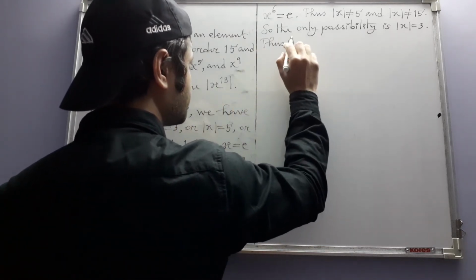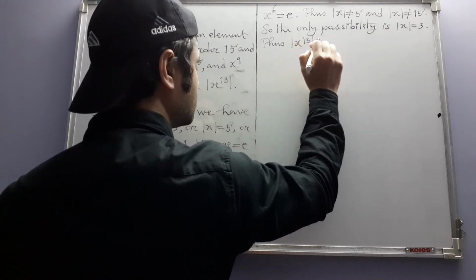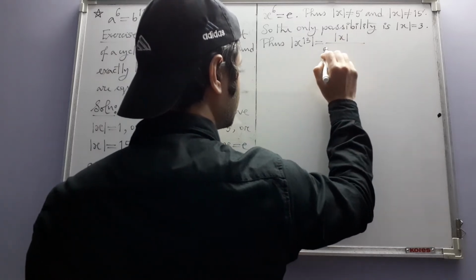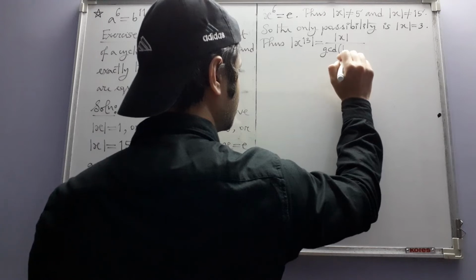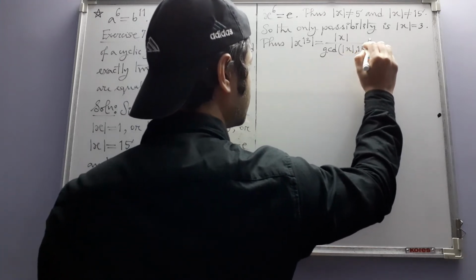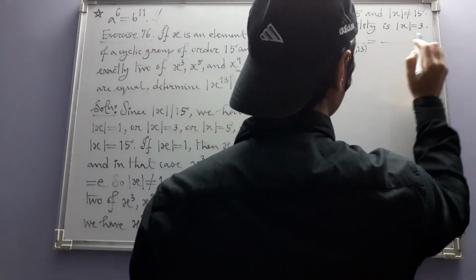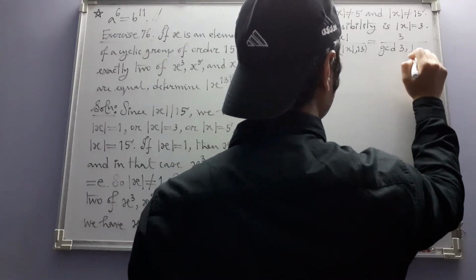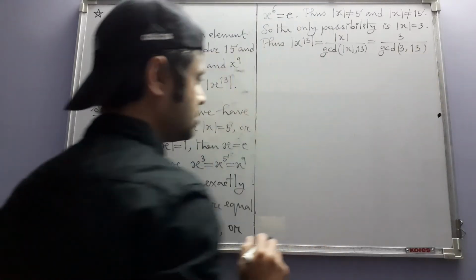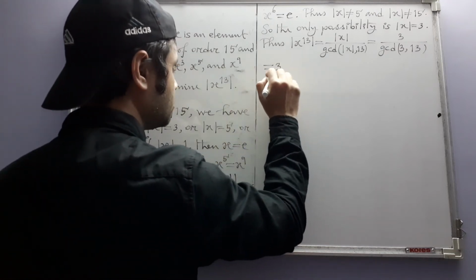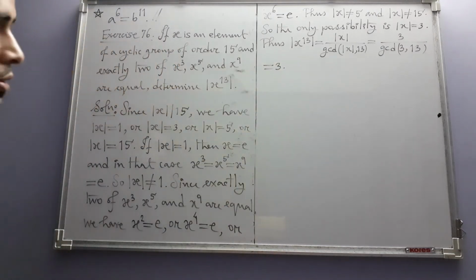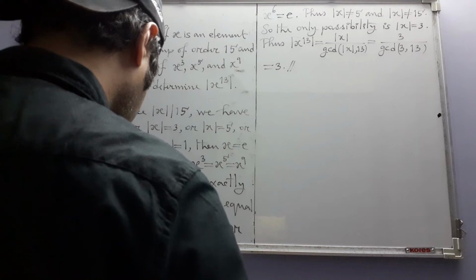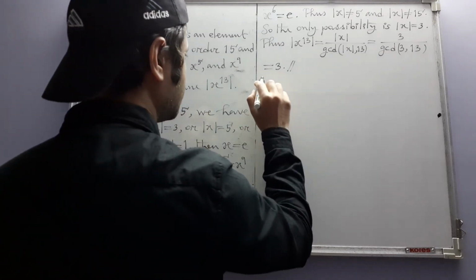Thus, this order is equal to the order of x divided by the GCD of the order of x and 13. That is 3 divided by GCD of 3 and 13. This GCD is 1. So x to the power 13 also has order 3. And that's the solution.